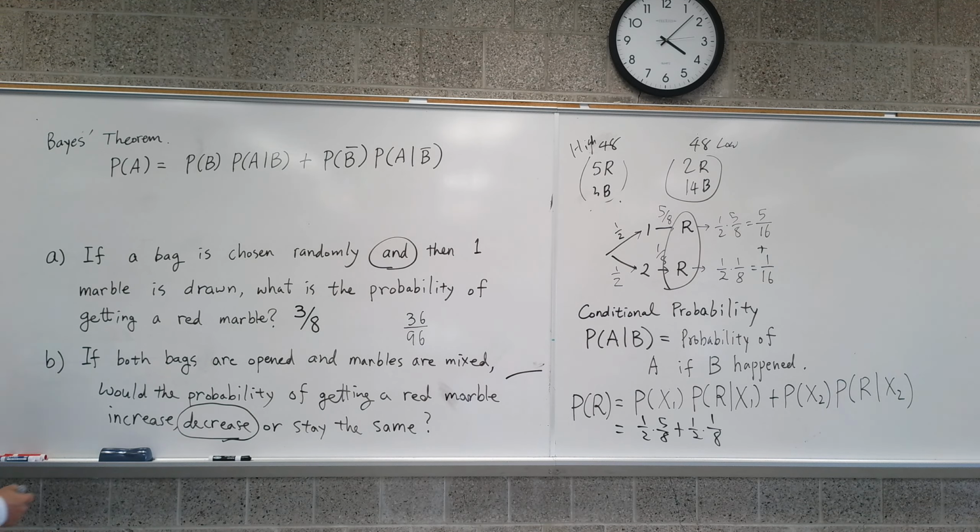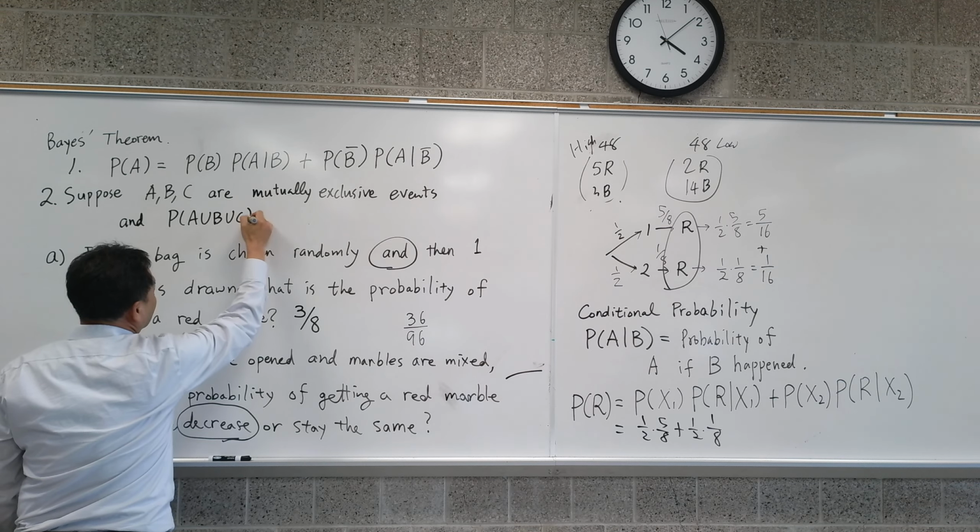So what that means is A intersection B is nothing. You can't have any of the two things happening at the same time, okay? That's what mutually exclusive is. And P of A union B union C is 1.